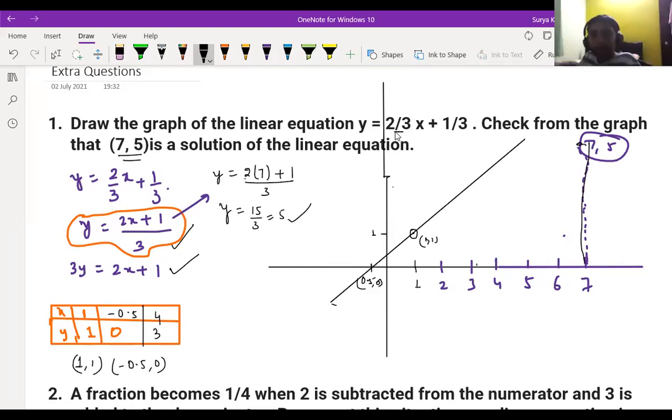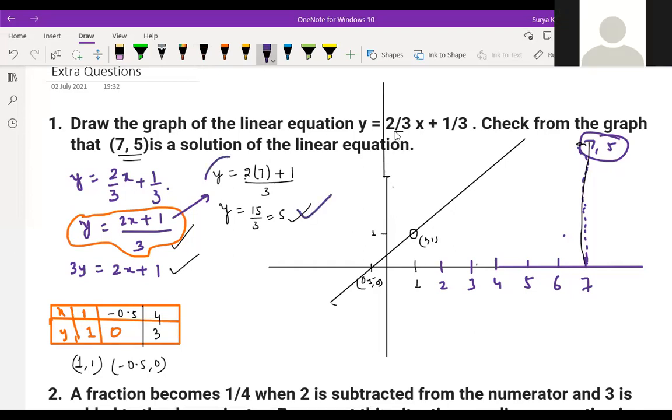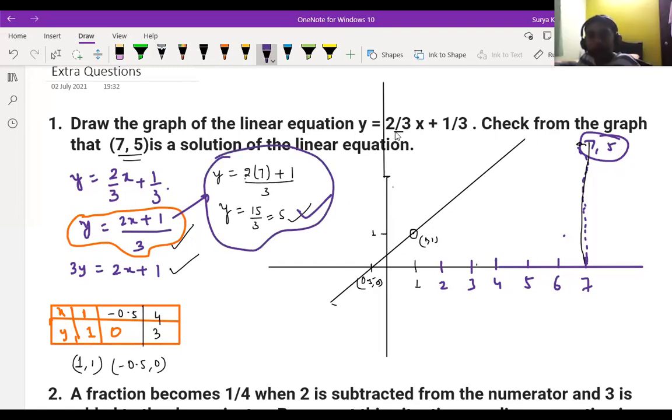Sir, if you're proving 7,5 in the actual calculation method, then it's proven that it should be on the graph, or else you're doing the graph wrong, right? Yeah, you can show by this one, and by graph also you can show. It's not possible for it not to be on the graph. If it is not coming on the graph paper, it means you did the graph wrong. Both should match. Understood? Both should match. Yes, sir.